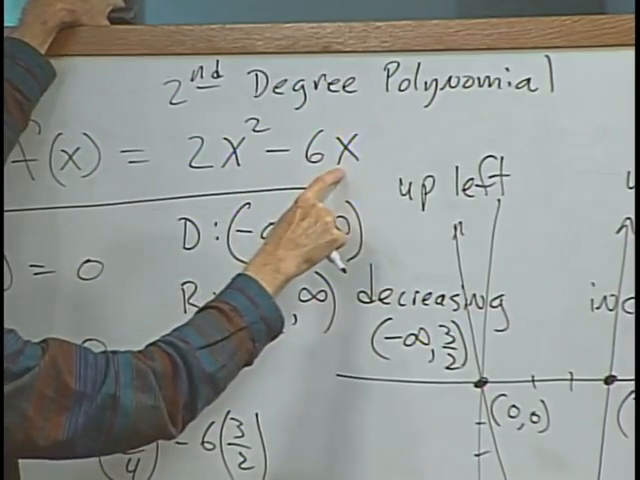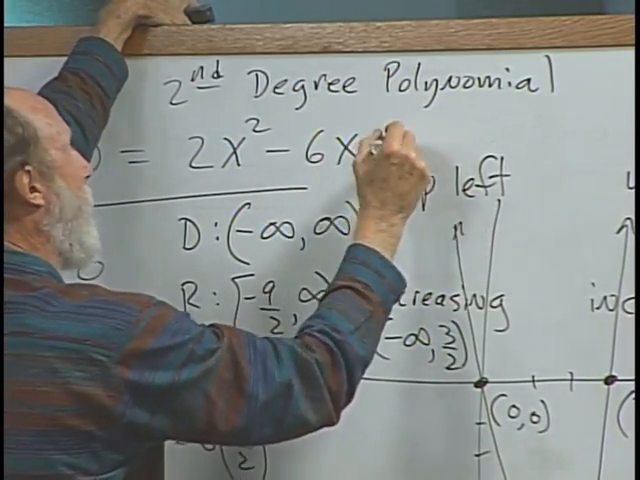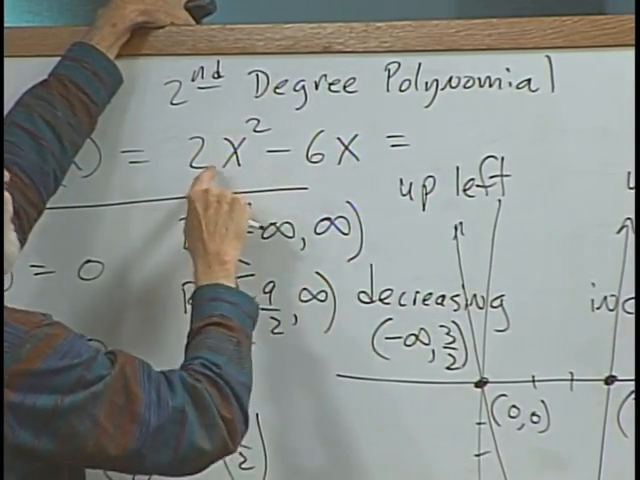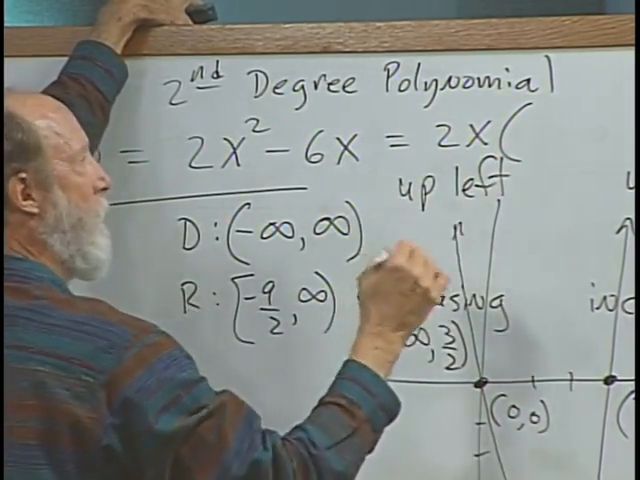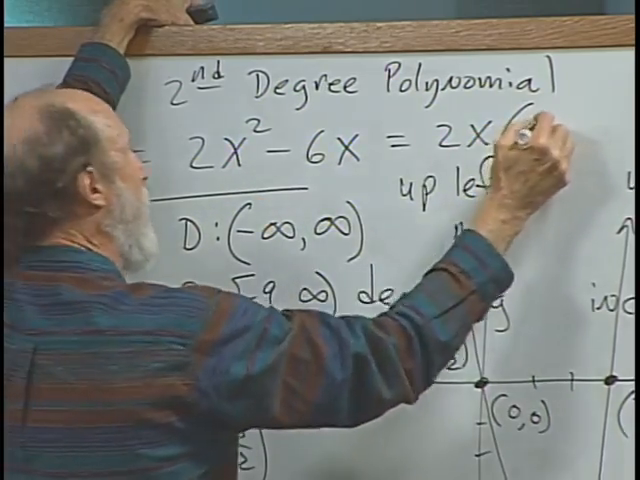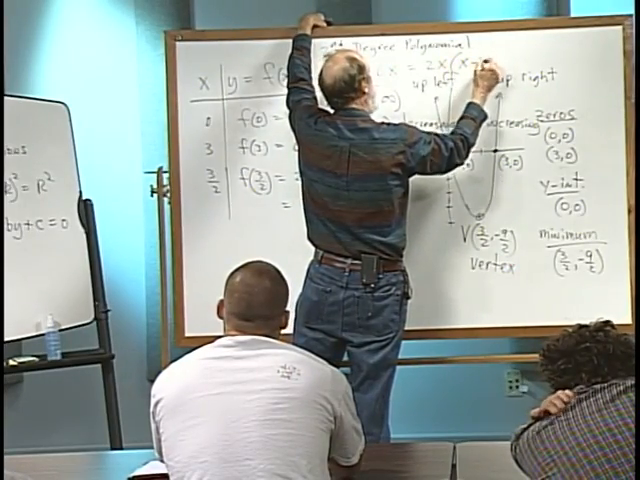2x squared minus 6x. And what we could do is factor out a what? 2x is common, isn't it? So we can use our distributive property in reverse, and we can factor out 2x and be left with x minus 3.